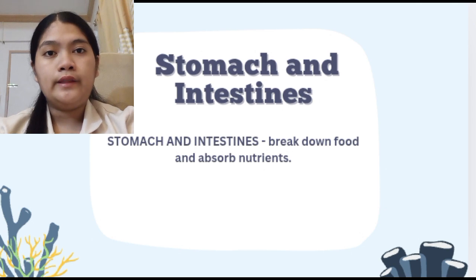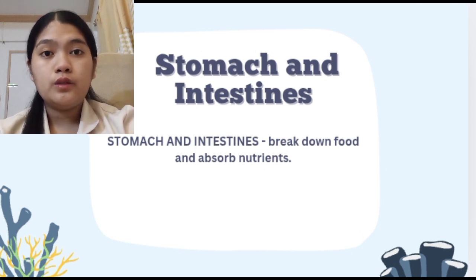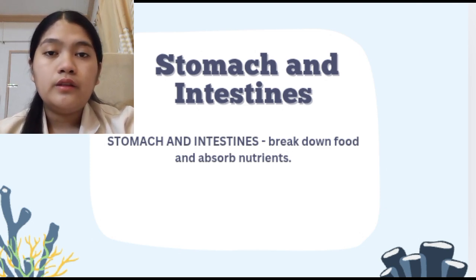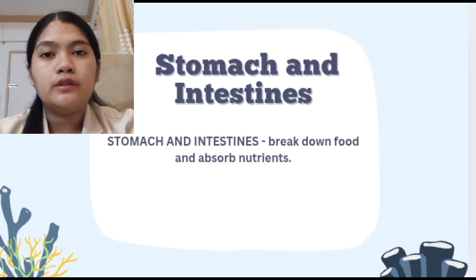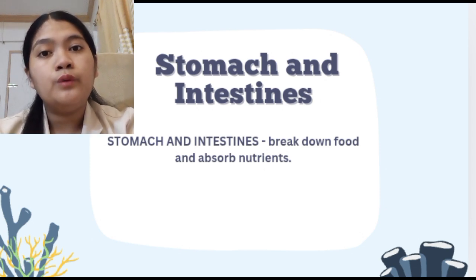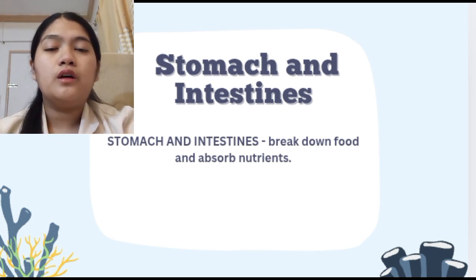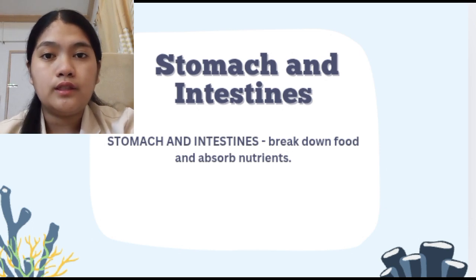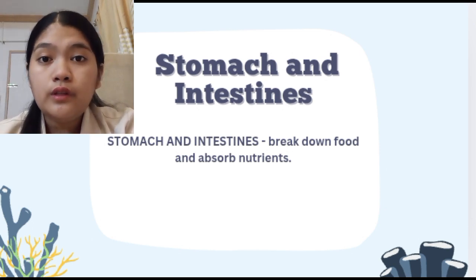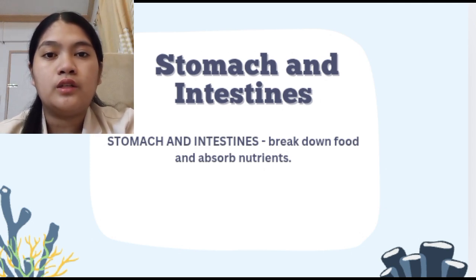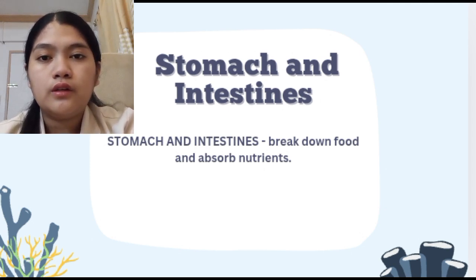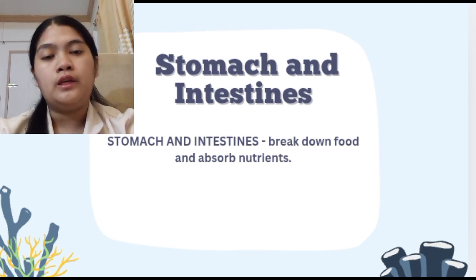Next is the stomach and intestines. The stomach and intestines of a fish play an important part in the fish's survival. They help to break down ingested food and to absorb the nutrients. Some fish have short intestines because the food they take is easy to digest. Other fish, such as the herbivores, have longer intestines that help them break down the food they eat.